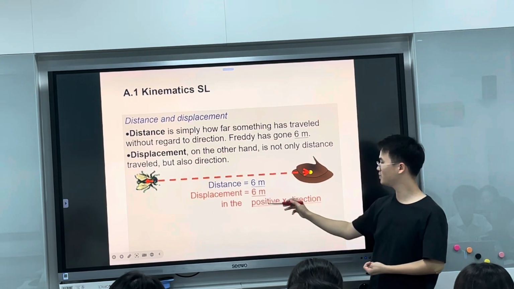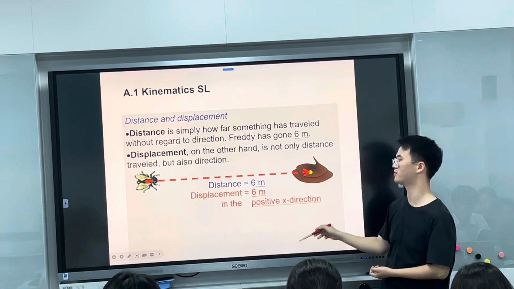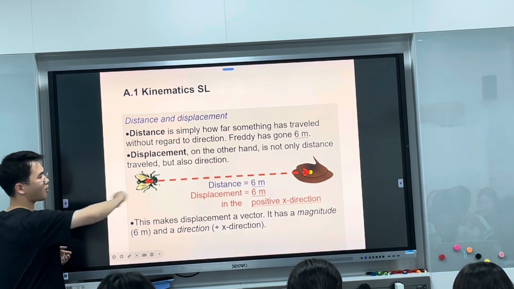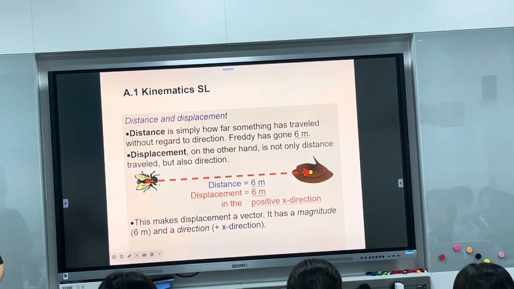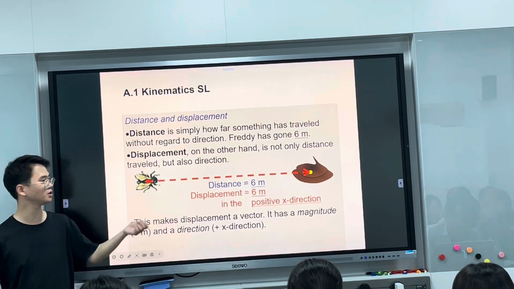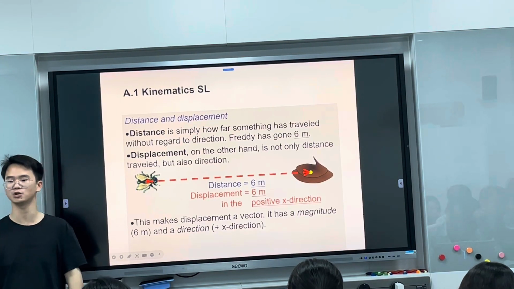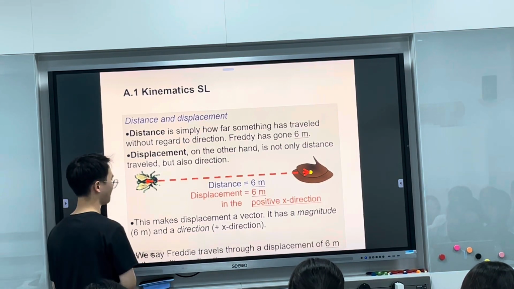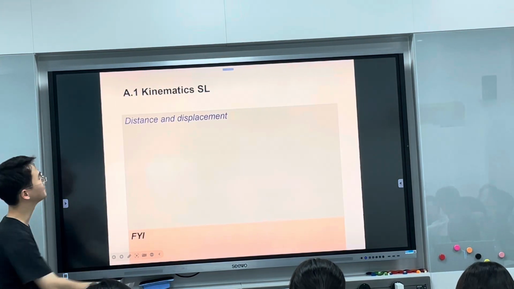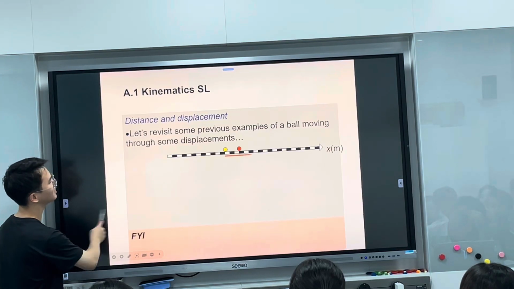So 6 meter in the positive x direction, or to the right. Sometimes if we set coordinates, we can just use plus and minus to represent the positive and negative direction, corresponding to the direction of the axis. So in this case, it's the positive x direction, so plus 6. X equals plus 6 meters. Okay. Any questions for me? Should be easy. Alright, let's move on.